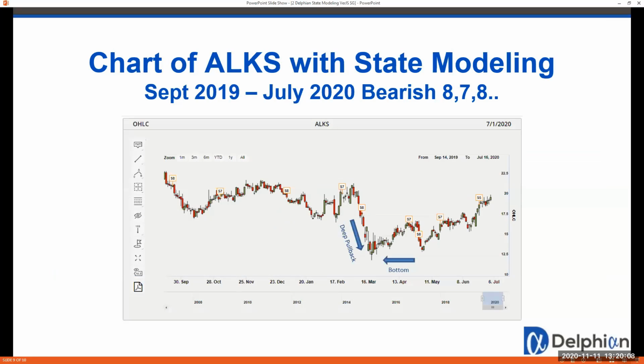Here's a chart of the opposite side. So we talked about before, state 1, state 2, state 1, state 2, and so on until it broke out in state 1. This chart is of ALKS, not sure what stock that is, but I have state modeling states overlaid, and you can see the date range is September 19 to July 20. And you can see, on this far left side, state 8, state 7, state 8, state 7, and then we have this deep pullback where it transitioned into state 8 and then kept going lower until it hit this bottom.